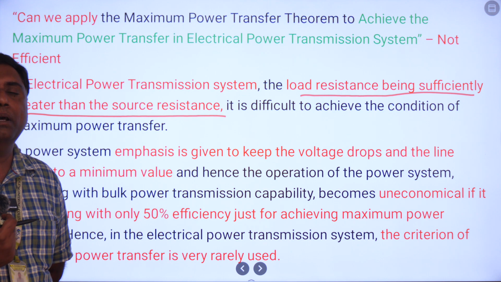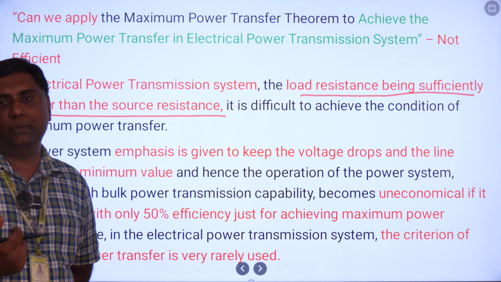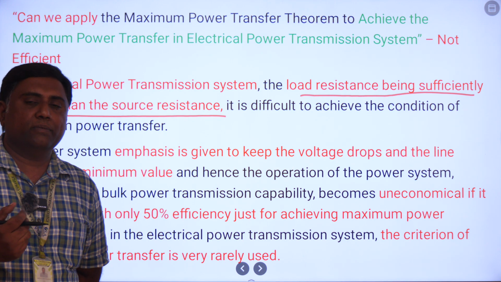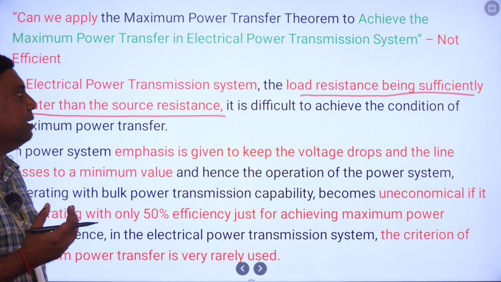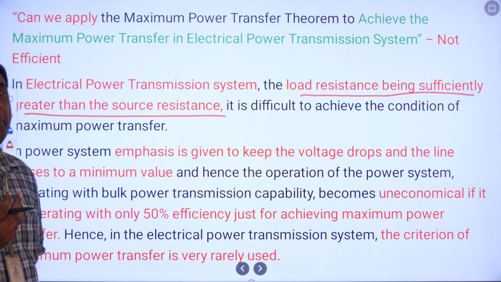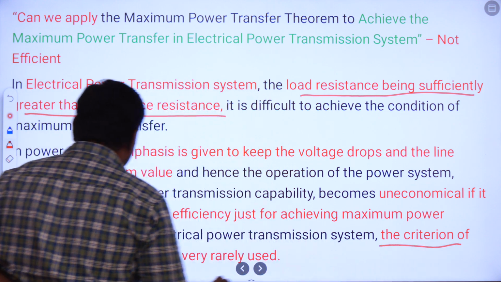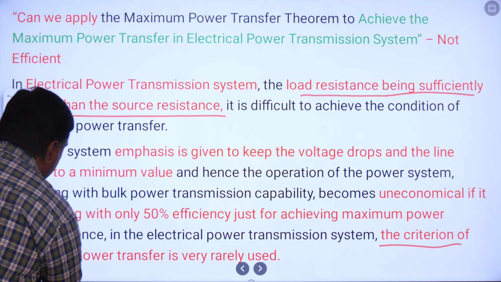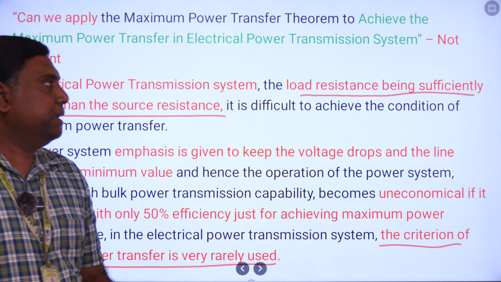That means our load will not be equal to the source network. So because of the greater value, we cannot transfer the maximum power, and that's why the power is only 50%. So the efficiency will not be met, as we always want higher efficiency. So that's why the criterion of maximum power is very rarely used in the power system network. Hope you are clear with this.